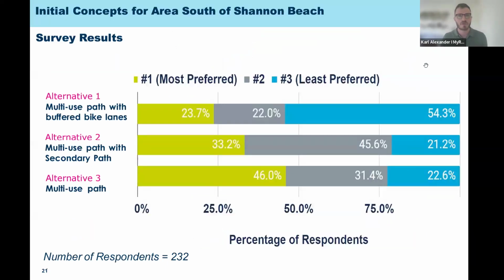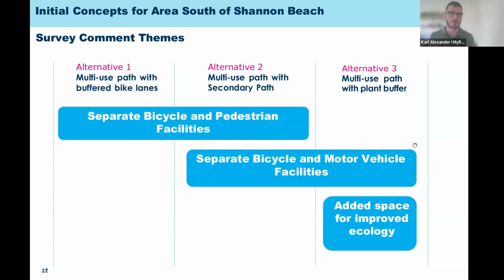And what we heard from the public in terms of preference was a general appreciation for alternative number 3. However, many individuals preferred alternative 1 and alternative 2. Generally, alternative 2 and alternative 3 had the least ranking for the least preferred, and I think that showed appreciation for the roadway narrowing.